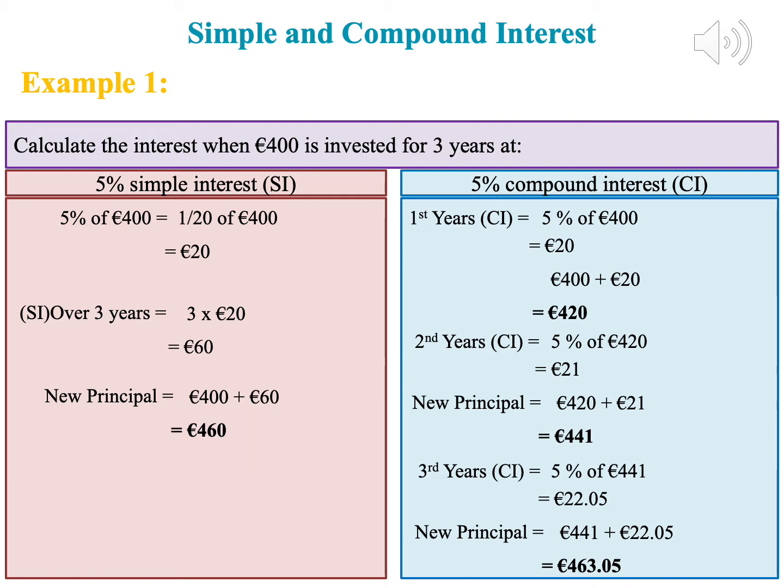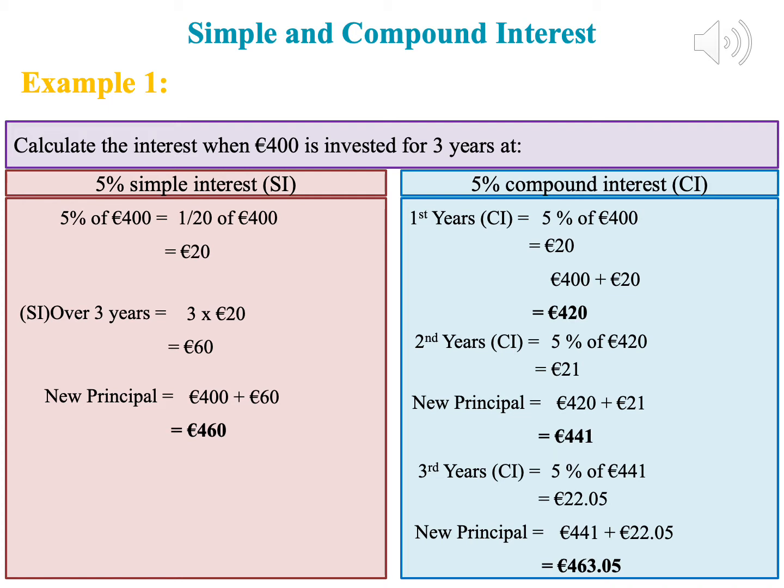For this slide, you're going to see that when we find the 5% interest in the simple interest case, we get 5% of 400, which is €20. If I multiply that by 3 for the 3 years, I get €60. And then I add that onto the principal amount at the end, and I earn €460.